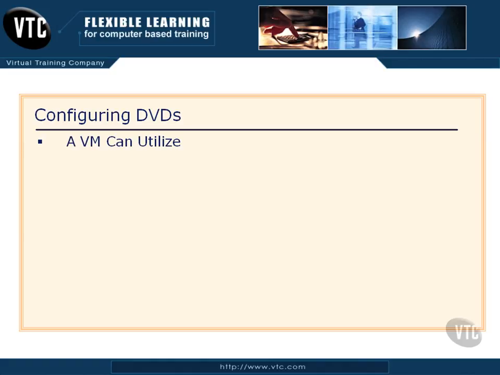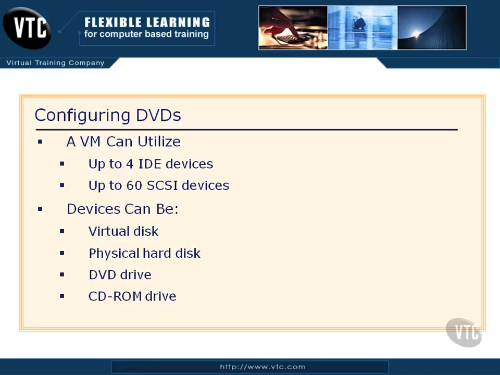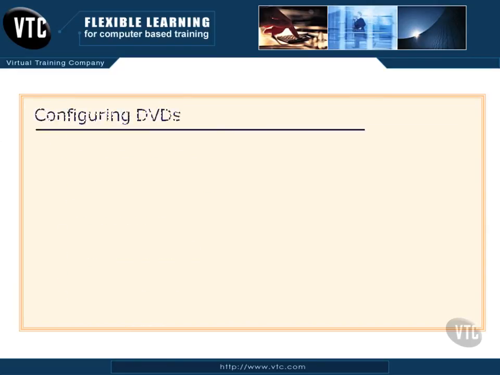First of all, a virtual machine can utilize up to 4 IDE devices and up to 60 SCSI devices, and the devices can be either virtual disks, physical hard disks, DVD drives, CD-ROM drives, and even the old floppy drive. Those things have become really rare the last few years. But the DVD drive especially is one we want to watch for, because there are just a couple of little gotchas and a couple of things you need to be aware of.